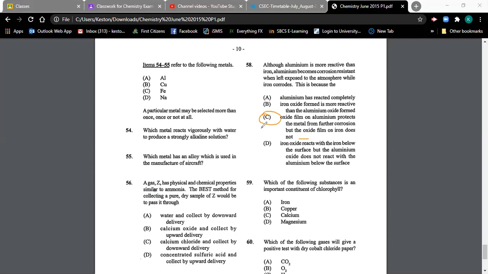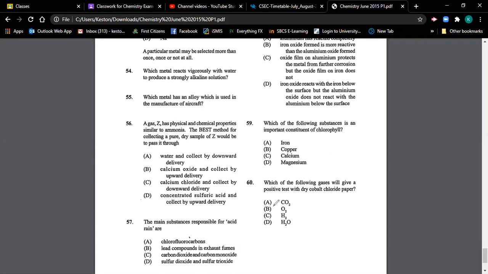C. Yeah. 59. Which of the following substances is an important constituent of chlorophyll that gives it that green color? Do you know the answer for this one? Yep, very good, Jadon. D, magnesium. That's where we get magnesium when we eat green chlorophyll-looking food, bhaji and spinach and pak choy.